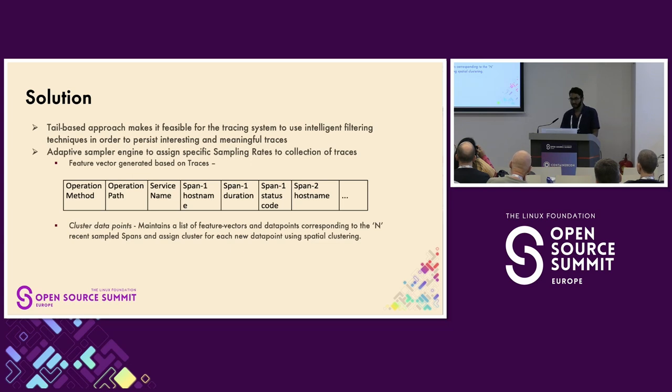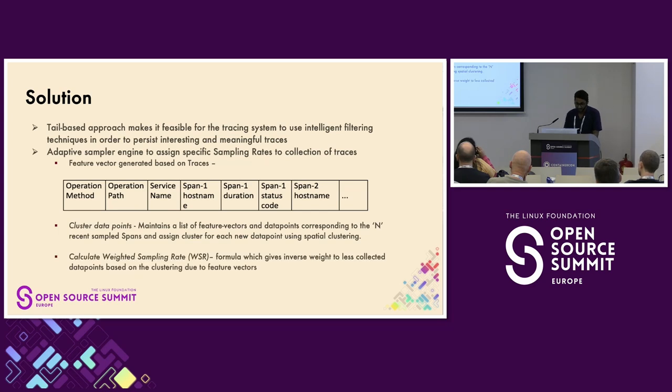Then there is this cluster data point that I mentioned. Each data point has a weight associated with it, and based on that, it attracts or repels a particular trace. Then there is the calculated weight, which is the inverse of the weight the feature vectors are given. Suppose a feature vector is given more weight, then the chance of capturing that trace becomes low, because the density of that trace already being present is higher.